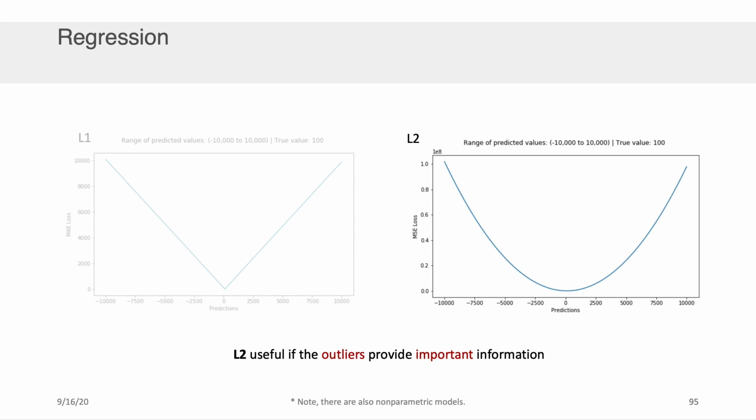But that doesn't mean that L2 doesn't have important uses. In fact, the sensitivity of L2 to outliers is useful if you suspect that the outliers provide some kind of important information for your classification purposes.